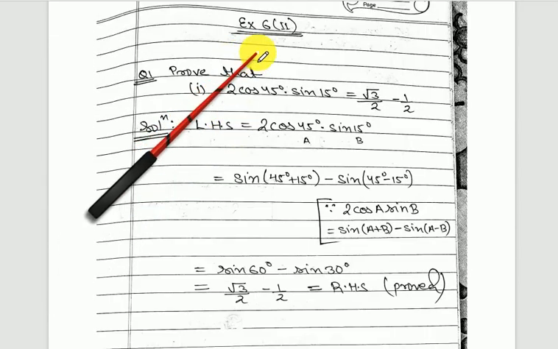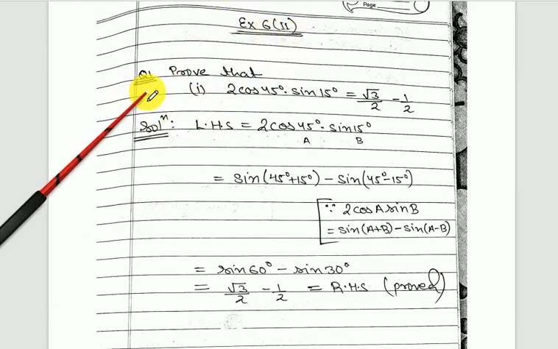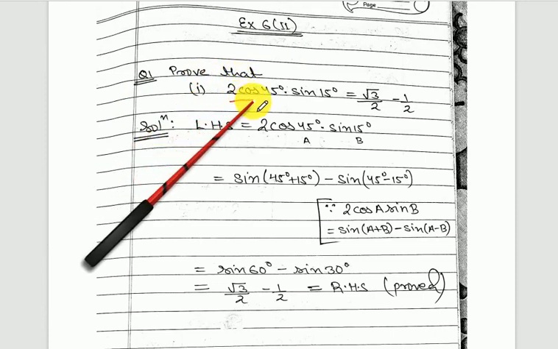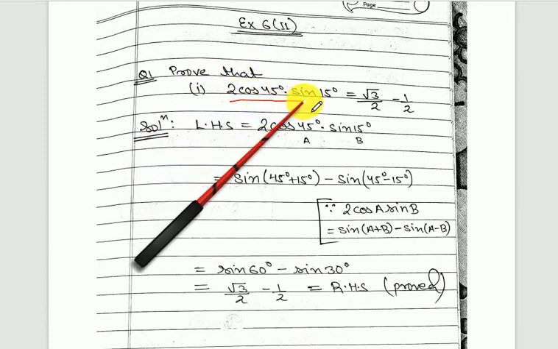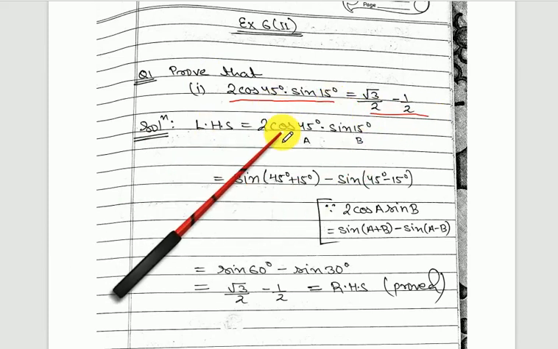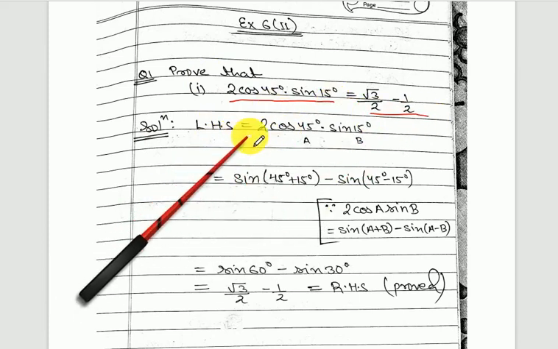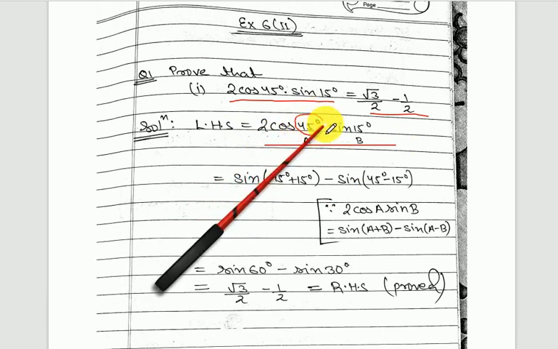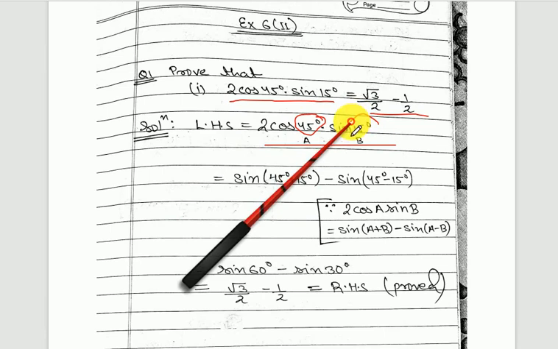Let us come to the questions. So we will do exercise 6.2. Question number 1. Here it says prove that 2 times cos 45 degrees into sine 15 degrees is equal to this. Okay, so left hand side just copy it. Here this is your angle 45 and this angle is 15.